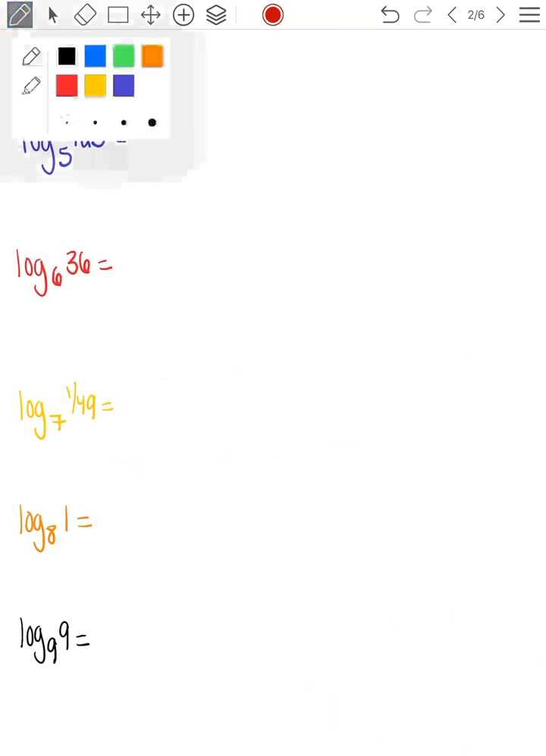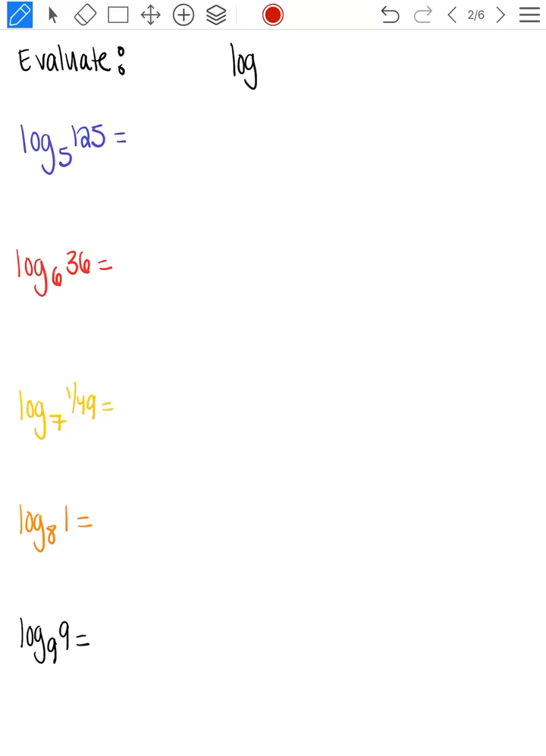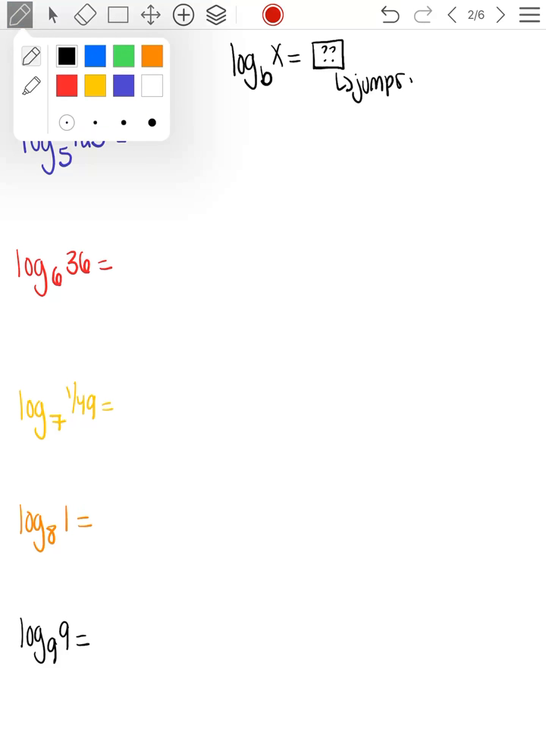Okay, so if we have something like this where we're evaluating a logarithm, well, in all of these logarithms, we're given the log, we're given the base, we're given where we're trying to get, and the thing we're trying to find is how many jumps you take. So when we evaluate a logarithm, the question's really asking how many jumps on the number line starting from 1 is it going to take to get there.